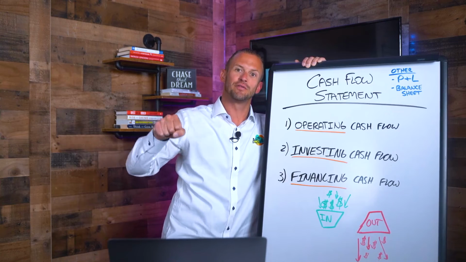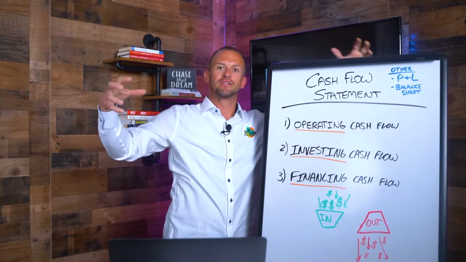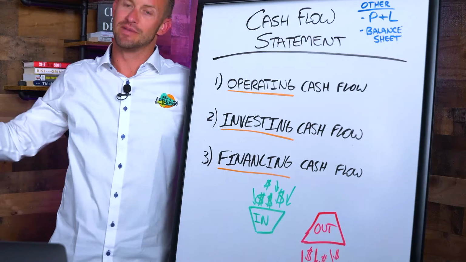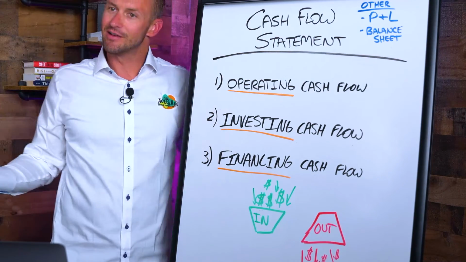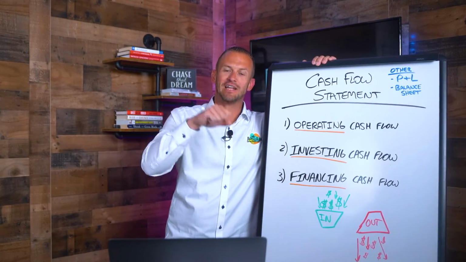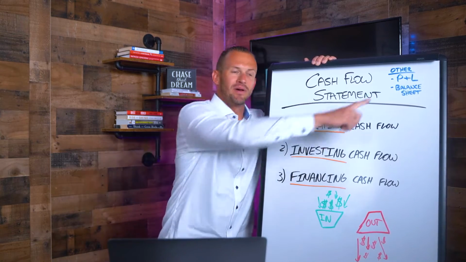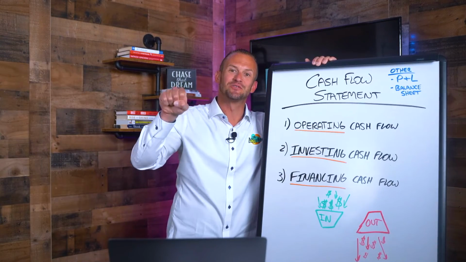Because the debt itself would go up and down on the balance sheet, but the money coming in or out of the business would show up on the cash flow statement. See how that works? Kind of crazy. When you pay a loan and you pay interest on that loan, guess where the interest shows up? The interest shows up in the P&L. So your interest will show up as an expense.